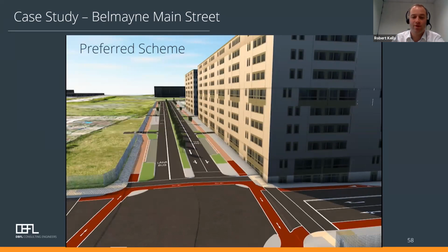And you can see there it's quite a radically different cross section to what we were presented with at the start of the project, and will include public realm enhancements, parking, cycle tracks, and footpaths on either side. So we're hopeful that it'll provide a good basis for the redevelopment of that area.